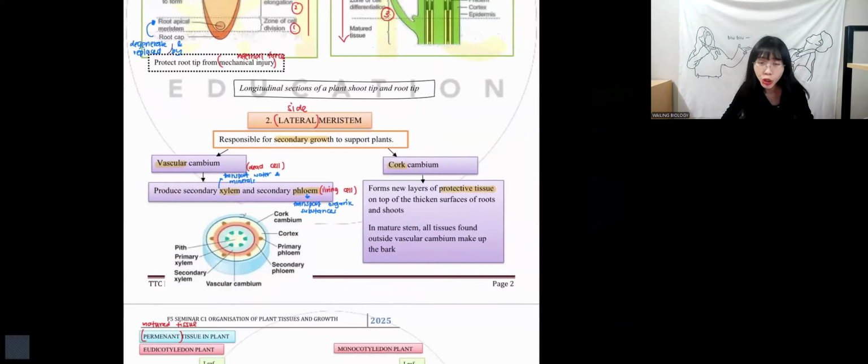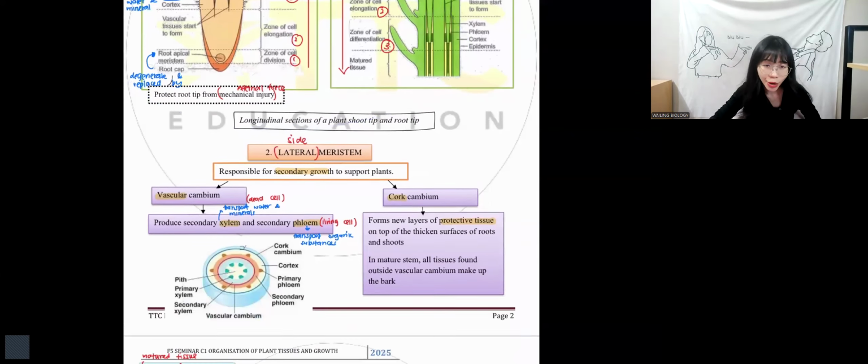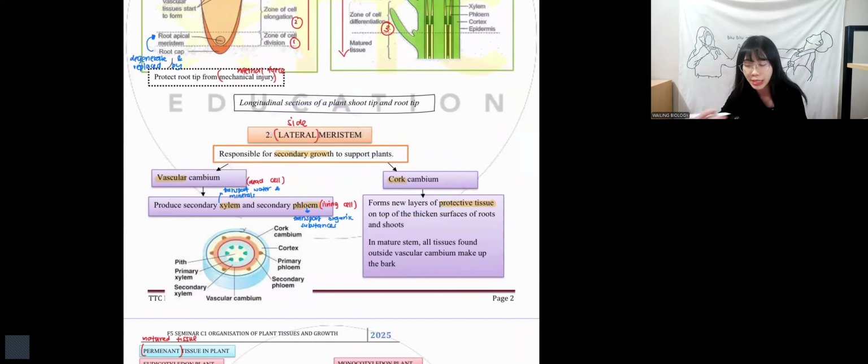In this page, what I want you to know the sequence here, recognize the diagram. Second, I want you to know lateral meristem involved of two cambium. That's all I have to know from this page.